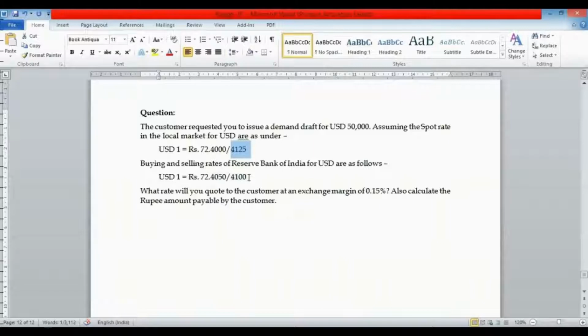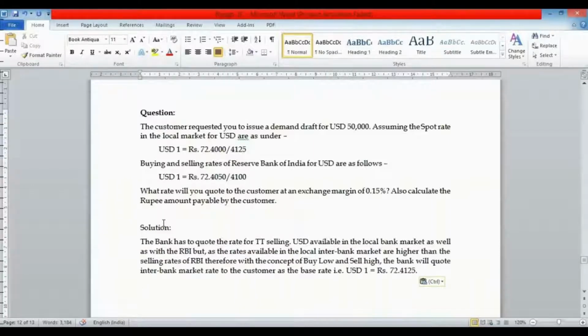So as the local market rate is higher than the RBI rate, the bank will try to sell at the local market rate. That means if the RBI rate would have been higher than the local market rate, then the bank would have automatically selected the RBI rate. So this trick you should always remember: the buy low, sell high concept always prevails in the mind of the bank, and as it is the case of selling, the high concept will be considered.